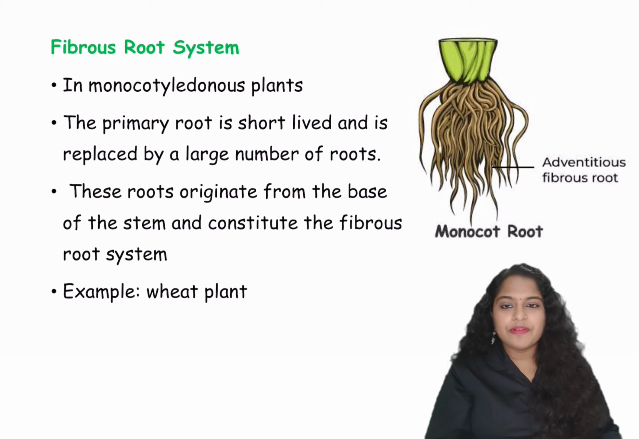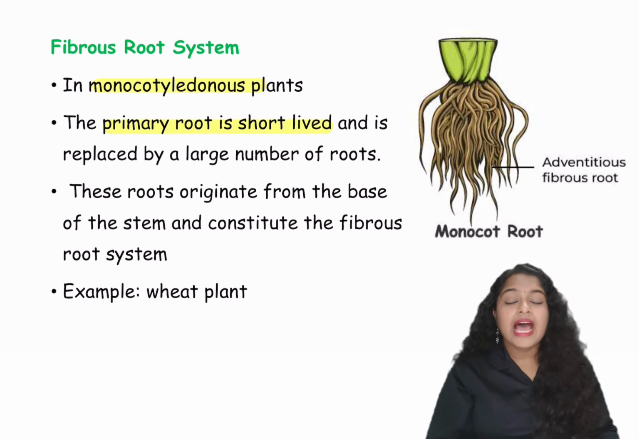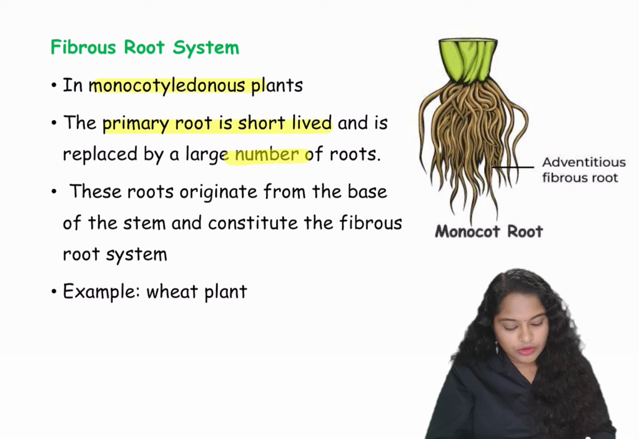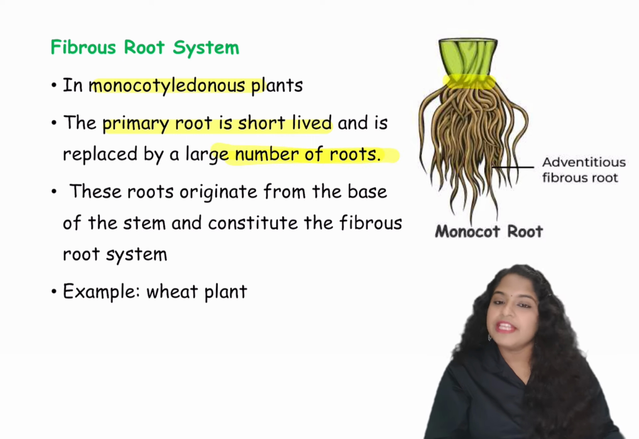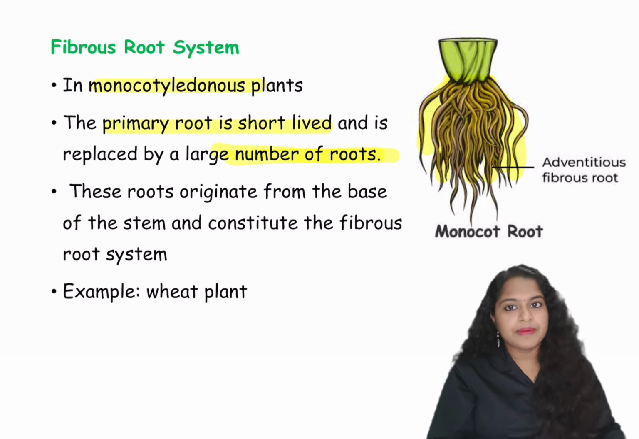Coming to the next type of root system, that is the fibrous root system. This type of root system is mainly found in monocotyledonous plants or the monocots. So what happens here is the primary root is short-lived, and this primary root is replaced by a large number of roots, and this constitutes the fibrous root system. So from the stem base, a lot of roots will arise, and this forms the fibrous root system. An example for this is the wheat plant, that are monocots.